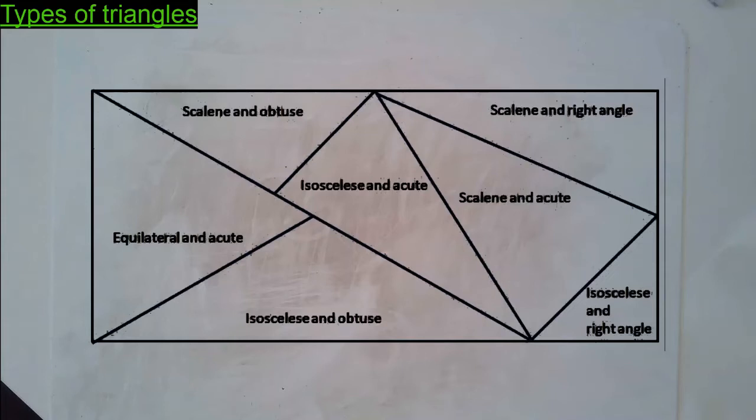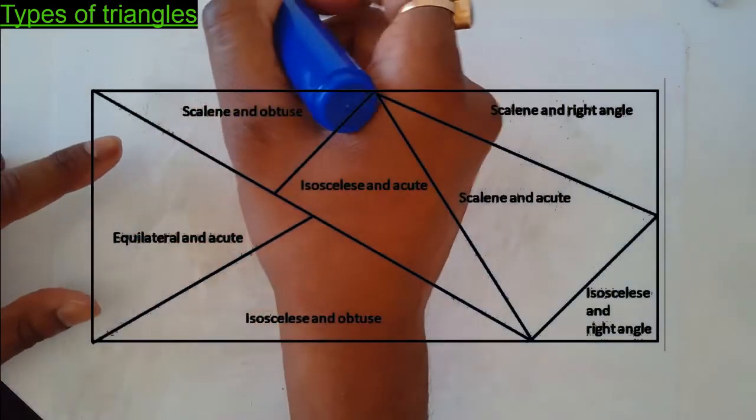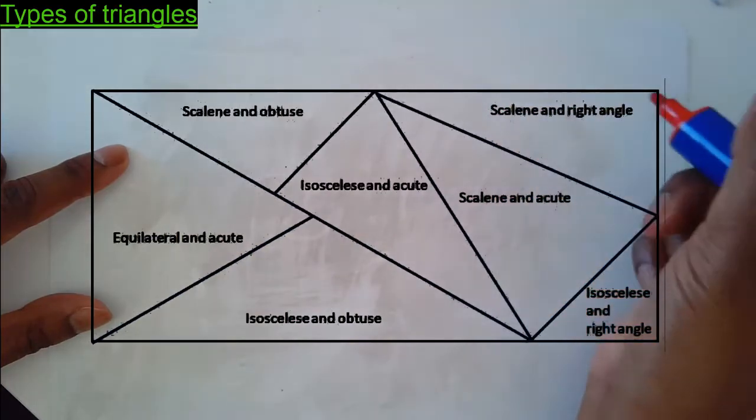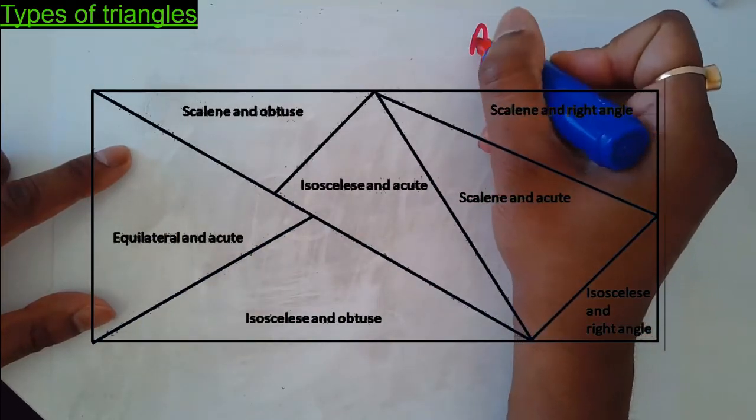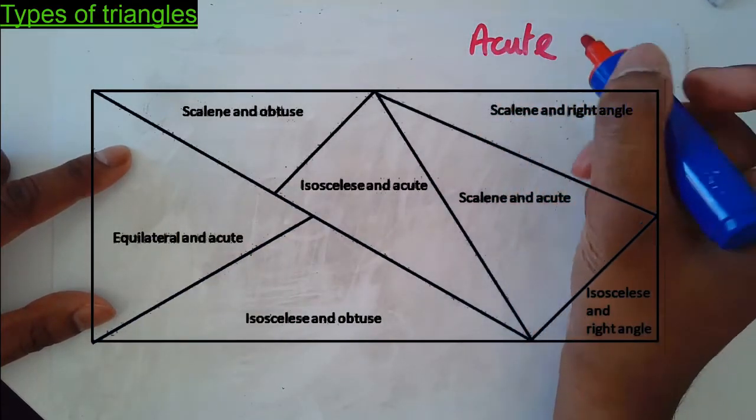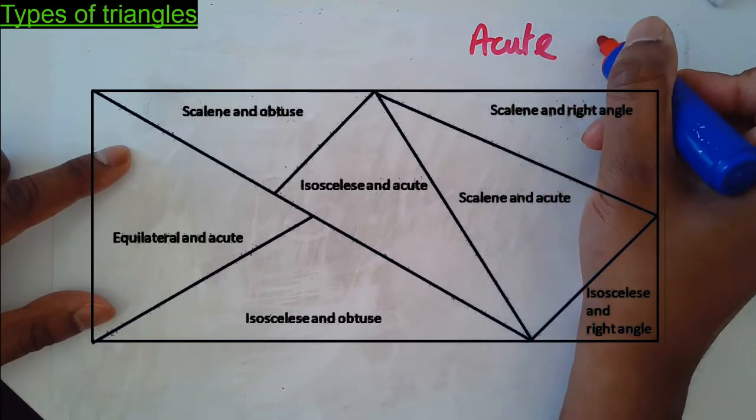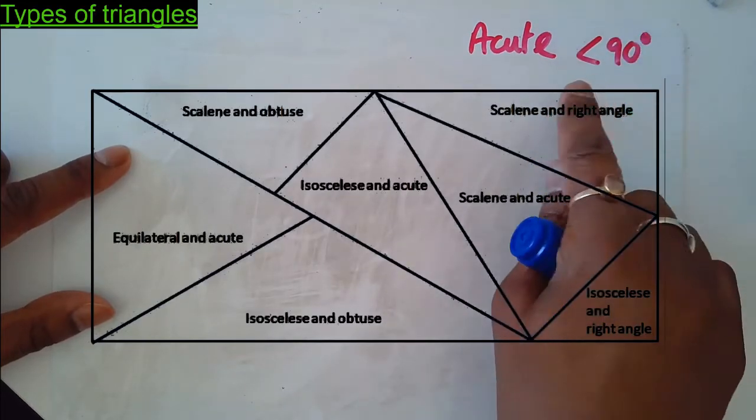Right, how do I determine if an angle is acute, obtuse or reflex? Now, one thing you've got to remember, let's write this down over here: acute angles are less than 90 degrees. That symbol there means less than.